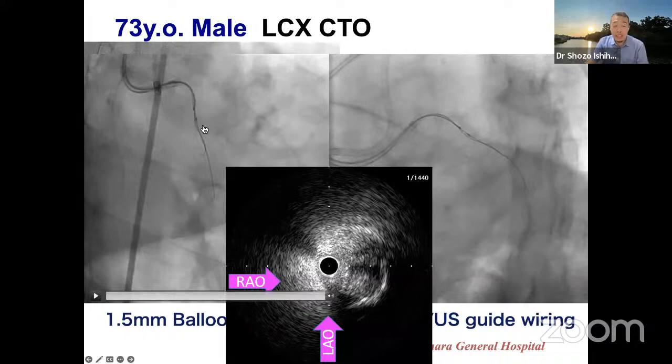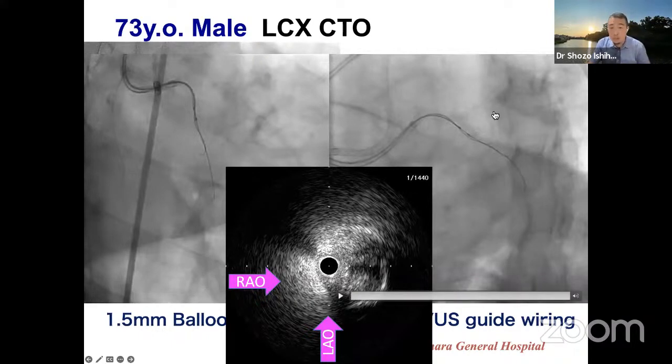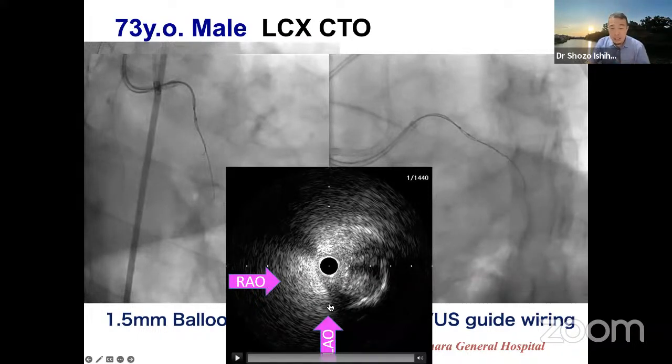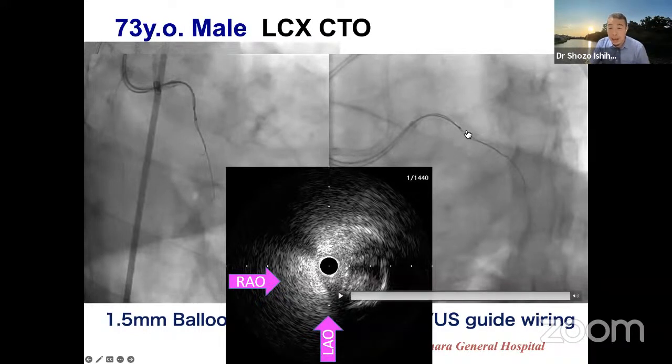We can see this is the IVUS probe, and this is the wire which is on the IVUS. So the IVUS probe is on the left side, and the wire is on the right side. This is the RAO view, and this is the LAO view, the spider view. The IVUS probe and wire are on the same line, so we can understand this is the IVUS image, a still image. On the RAO side, the IVUS is on the left side, and the wire is on the right side. And from the LAO view, the IVUS and wire are on the same line.